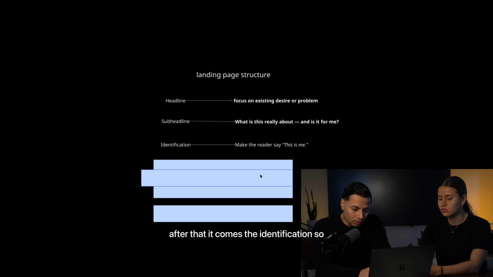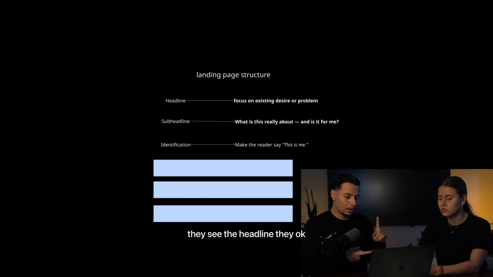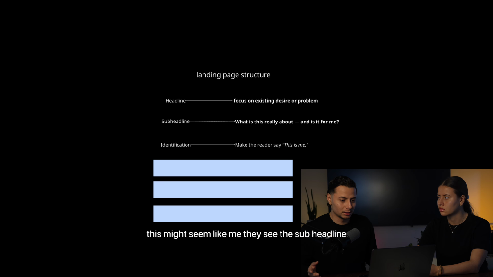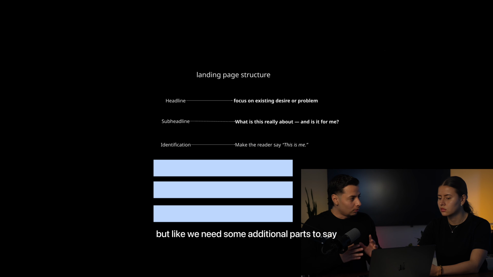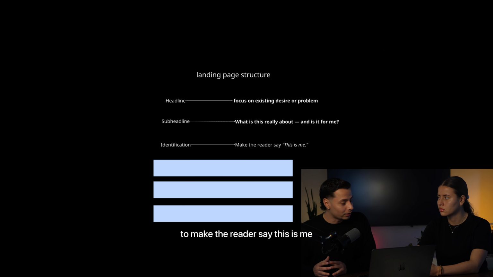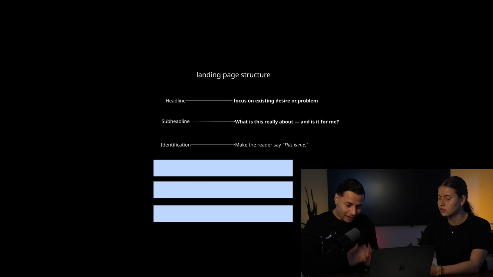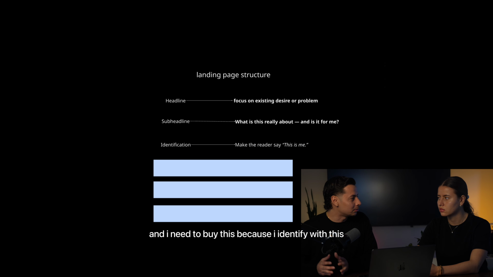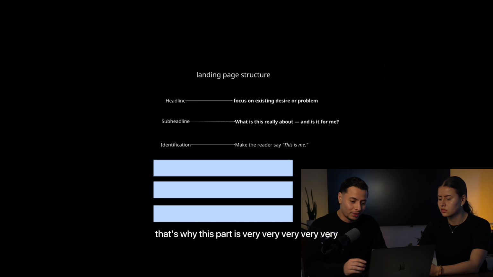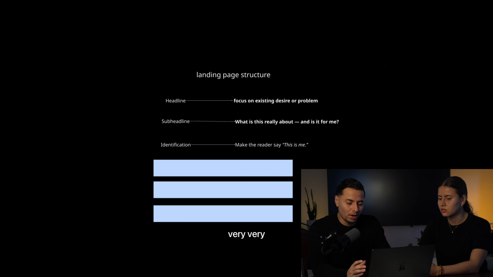After that comes the identification. They see the headline and think this might be me. They see the sub headline and might identify with it, but we need some additional parts to make the reader say, this is 100% me, and I need to buy this because I identify with this. That's why this part is very, very crucial.